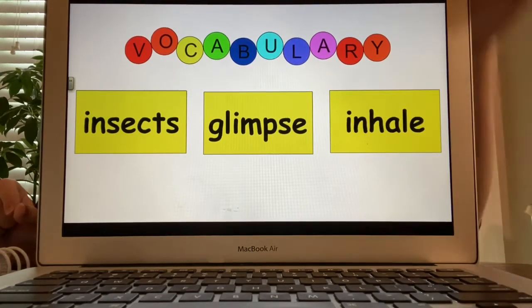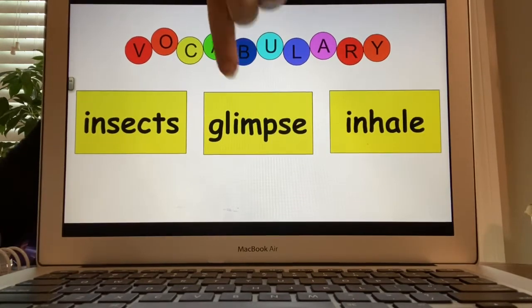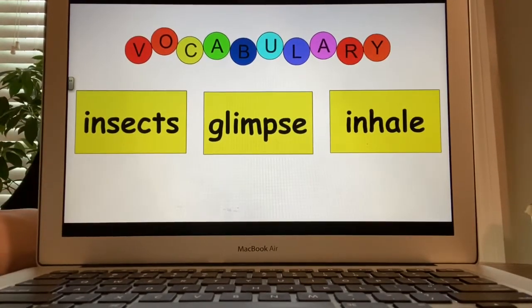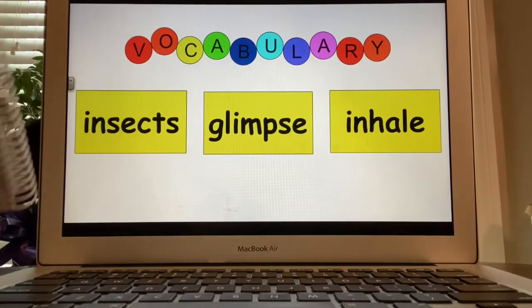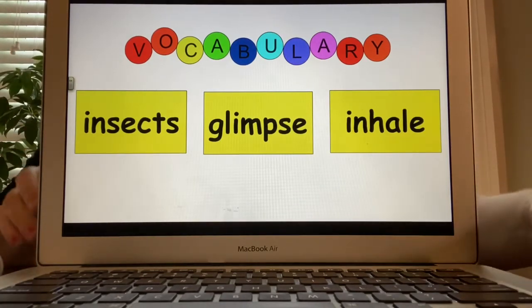So inhale. Let me go back and give you an example of the word glimpse. Glimpse. I only got a glimpse of the baby bird before it flew away. So again, that word means to look quickly or a quick look.